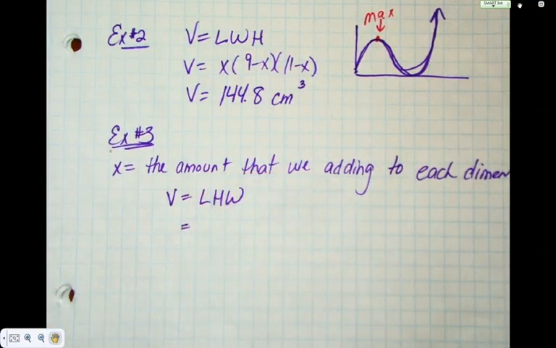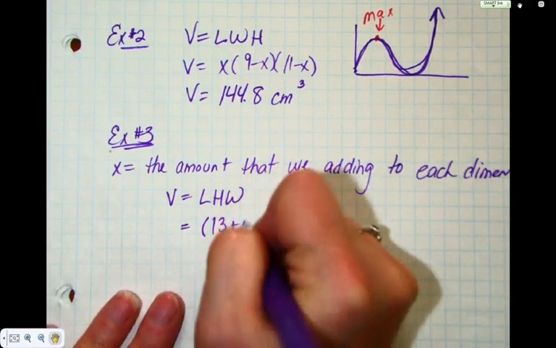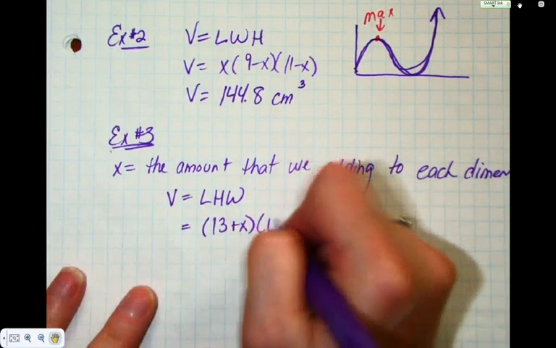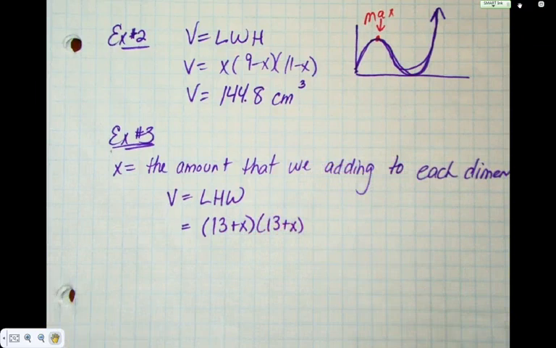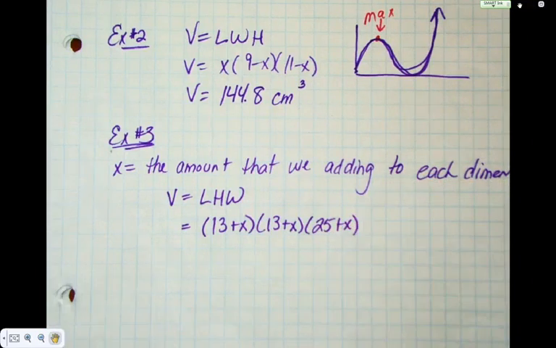So the length was 13, or maybe the width, the height. Again, we don't care. What are we adding to it? X. So the first dimension is going to be 13 plus x. Again, 13 plus x, which tells you what about one side of this carton of sugar? It's square. And the last dimension was 25. It's now 25 plus x.